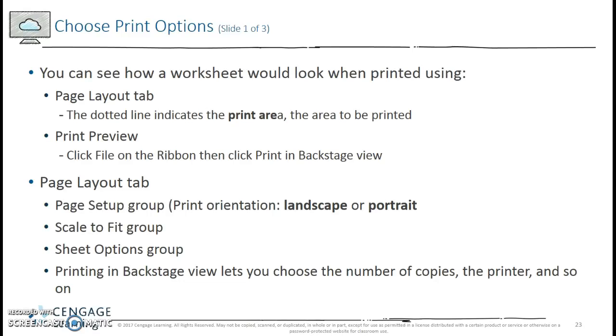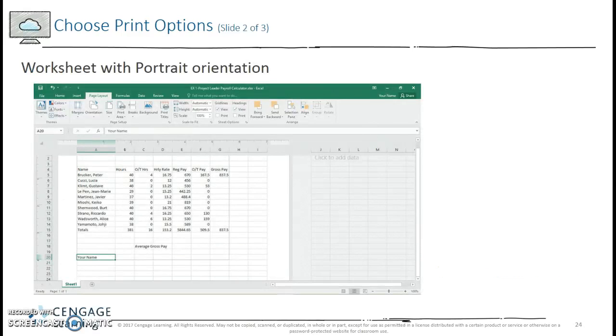You can also choose the kind of print options you want to have. You can choose the layout, which lets you choose a print area. You can print the preview and see what it would look like prior to printing it. You can go to the layout tab and you can print it either in landscape or portrait. You can scale to fit it into an area. You can have a sheet options group. Printing is done in the backstage area. That's what they call it, where you click on print and then you're in that backstage area where you can make those decisions.